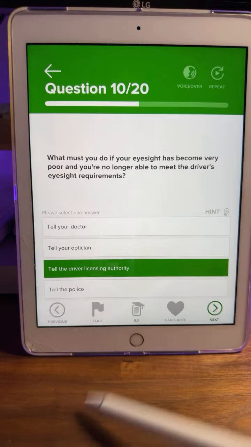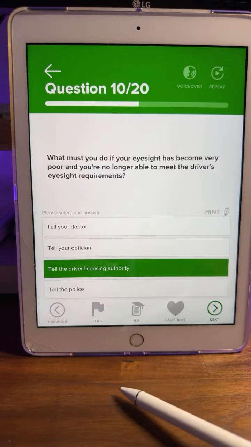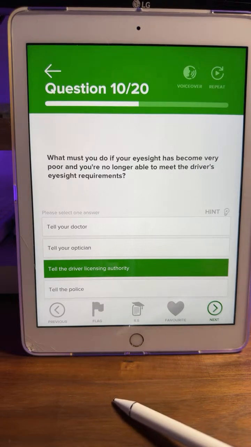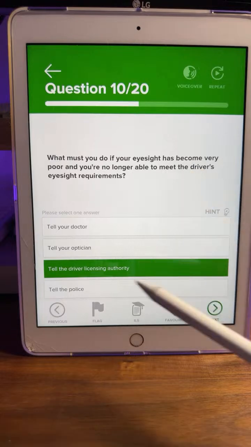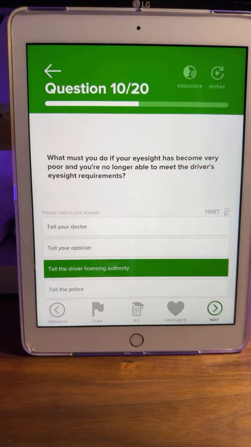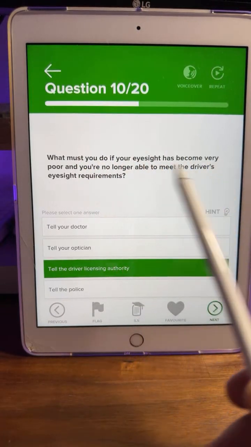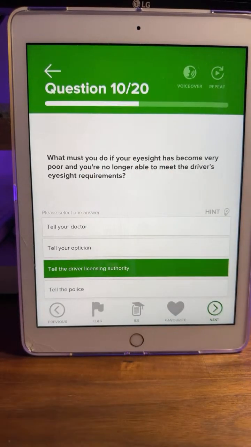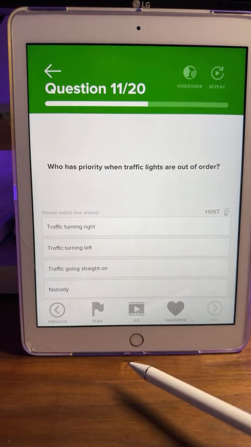Somebody just asked, why would you not tell an optician? Well, the optician probably already knows. The optician probably told you that your eyesight has become very poor and you're no longer able to meet the driver's eyesight requirements. The chances are they can give you glasses, but will the glasses be good enough for you to be able to drive safely? That's another thing. But ideally, you pick out the keywords: what you do if your eyesight has become very poor and you're no longer able to meet the driver's eyesight requirements. So you tell the DVLA about it. Opticians can't always sort everything.